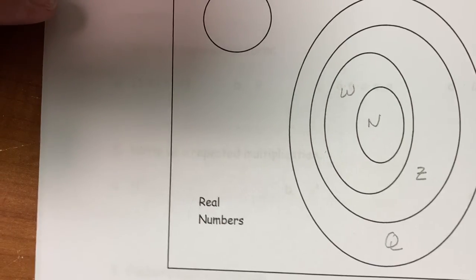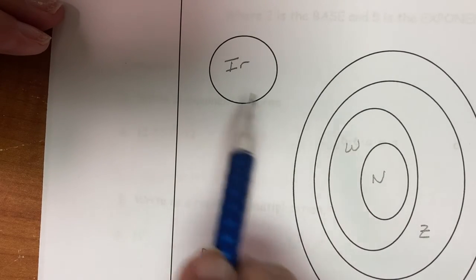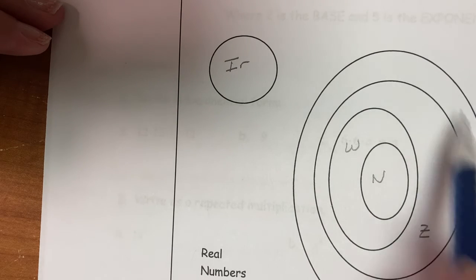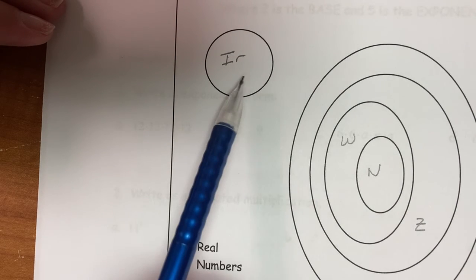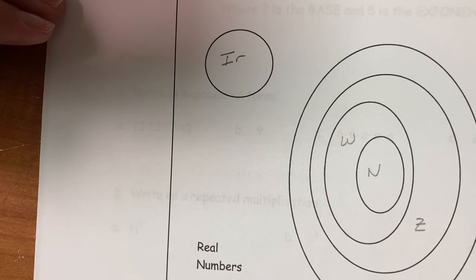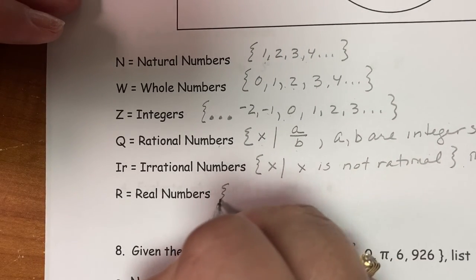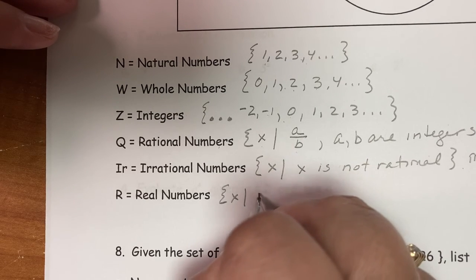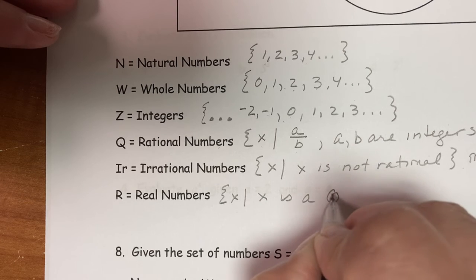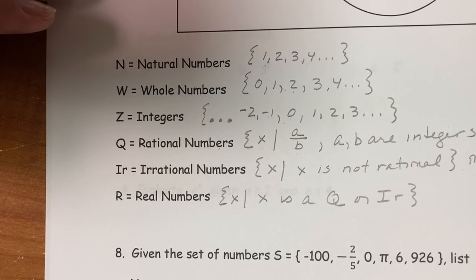So irrational numbers are this circle out here. Notice how they don't intertwine, because everything that's rational is not irrational and vice versa. But if you put all of the irrationals together with all the rationals, you get the real numbers. So the real numbers are all numbers that are either irrational or rational. All numbers so that x is a rational number or an irrational number. And for our purposes, that's going to be all the numbers that you know.